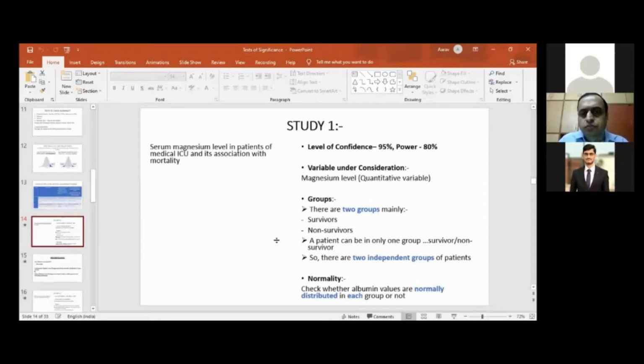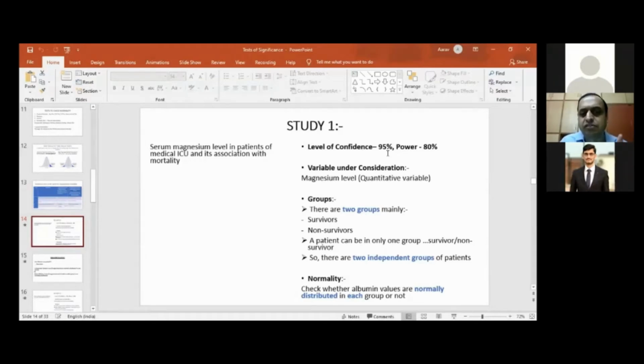So now, whatever I have told you in my lecture before this slide, I'm trying to consolidate into this practical aspect. So the level of confidence is 95, that is, significance becomes 5%. So it is preset. Power is 80%. It is preset. Now, what is the variable under consideration? It is the magnesium level.